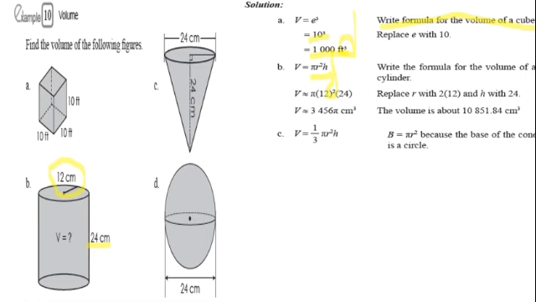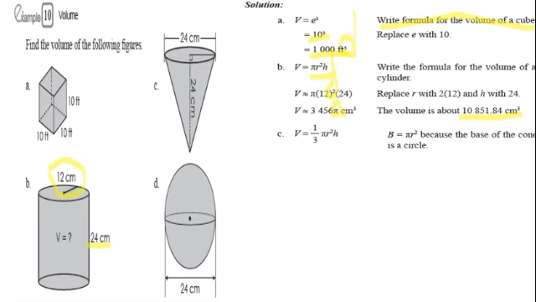So, the volume is about 10,851.84 centimeter cube. Teacher, why 10,851.84? Because the value of pi, class, is 3.14. So, multiply 3,456 times 3.14, which is 10,851.84. And then the unit, centimeter cube. Okay? Next is letter C.